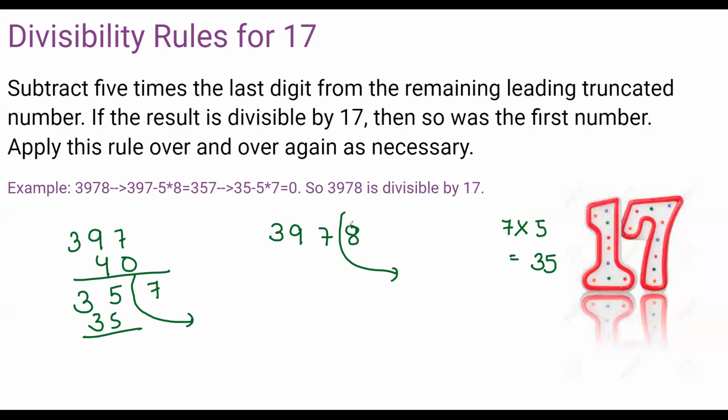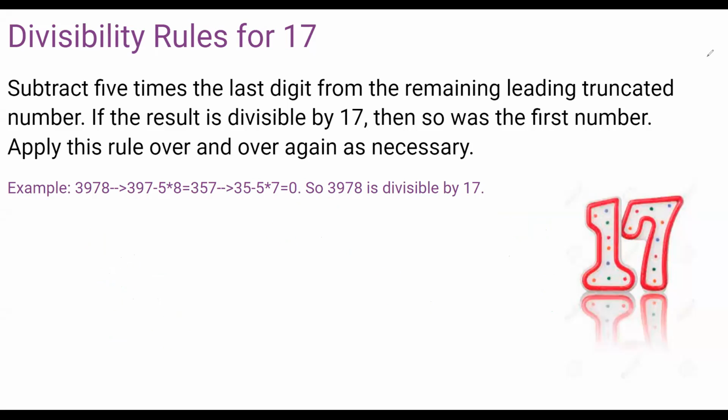So here what we do? First we take 8, and then 8 we multiply by 5, 40. The remaining number we subtract. So 7 minus 0, 7, 5, 3, 357. Now 7 you multiply by 5, 35. So how much did you get? 0. Since we got 0, the number is divisible by 17.